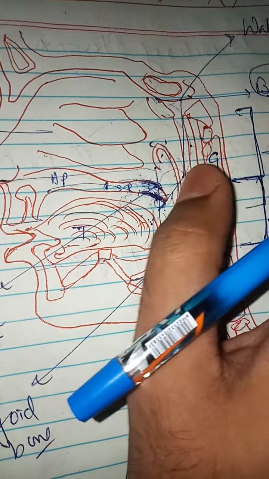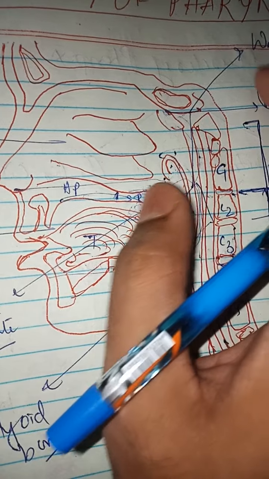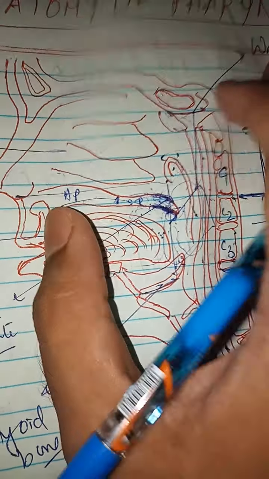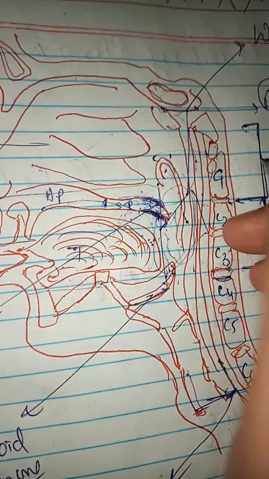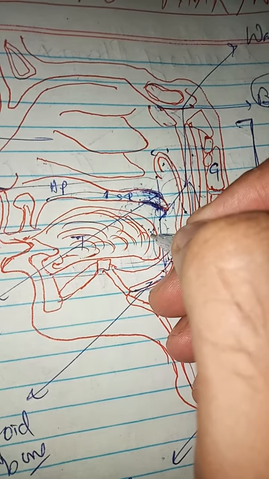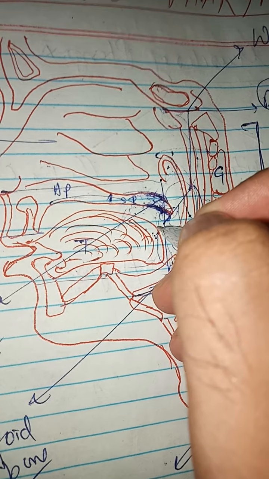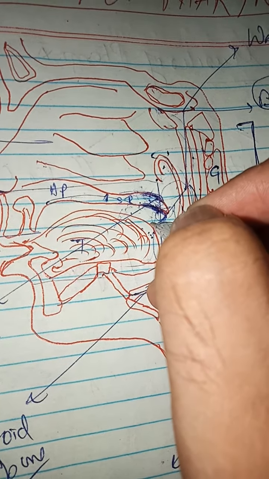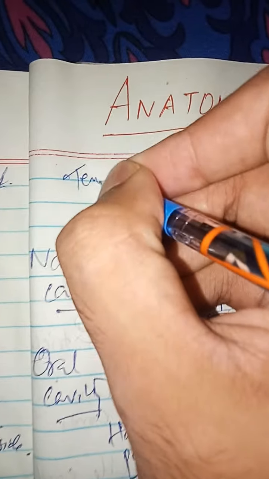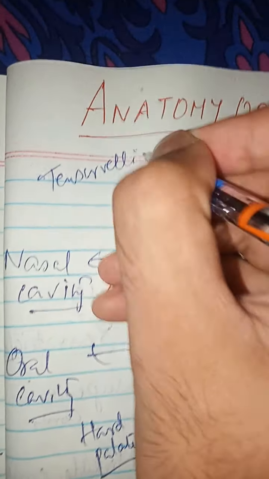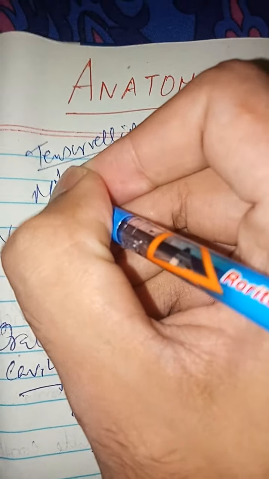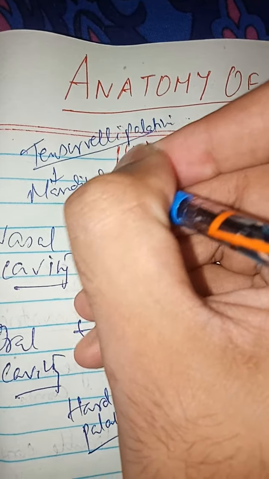So what is the nerve supply? All the motor nerve supply of the soft palate, except the tensor veli palatini, is supplied by the pharyngeal branch, or the pharyngeal plexus, of the vagus nerve. Only the tensor veli palatini is supplied by the mandibular nerve.